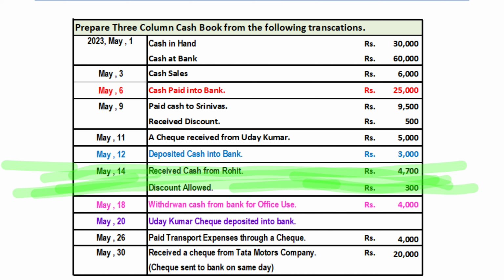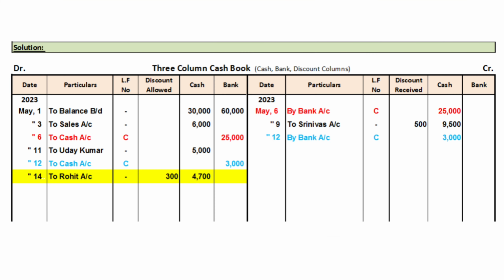Next, May 14th dated transaction, received cash from Rohit 4,700 and discount allowed rupees 300. It is to be recorded on the debit side because that is a receipt. All receipts should be recorded on the debit side, hence it is recorded on the debit side in the cash column, and the discount amount is entered in the discount column.